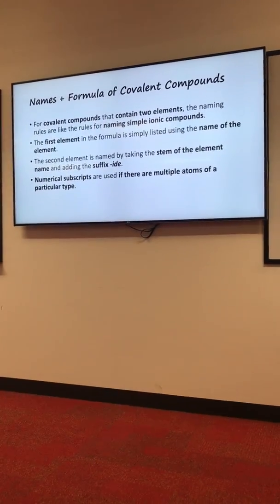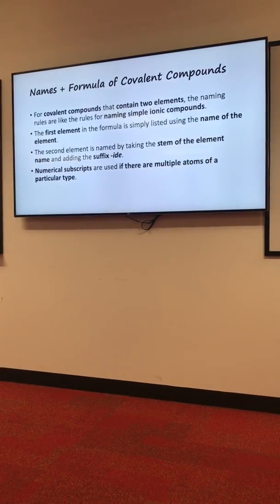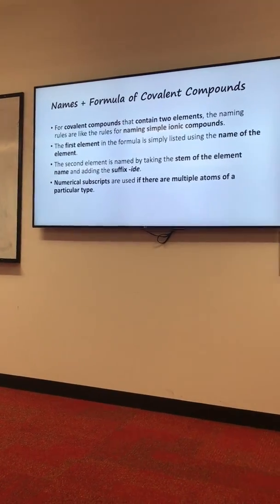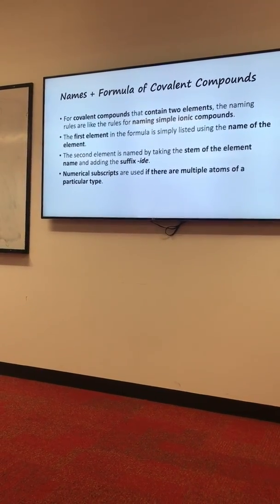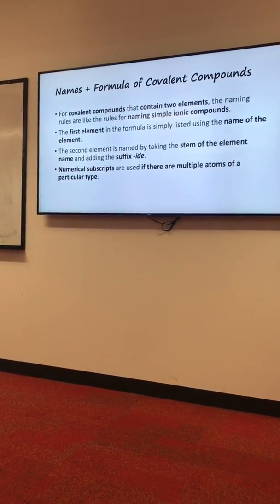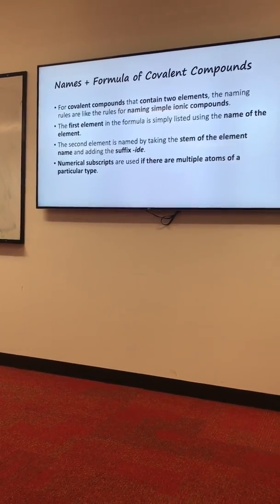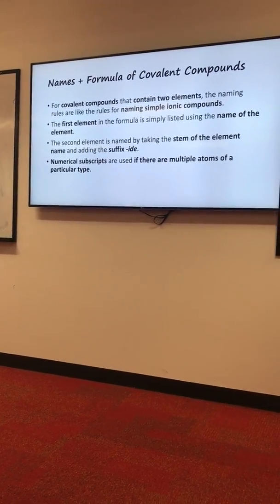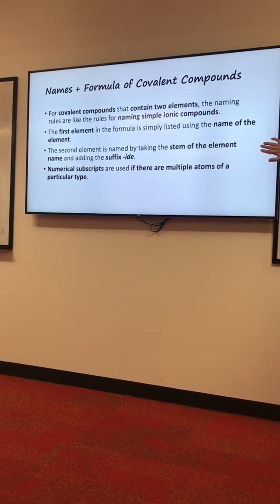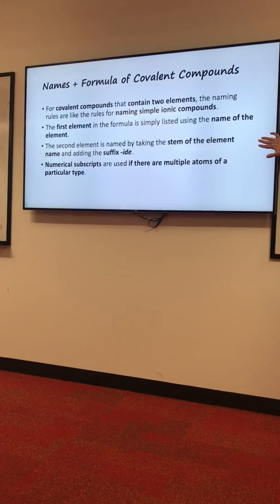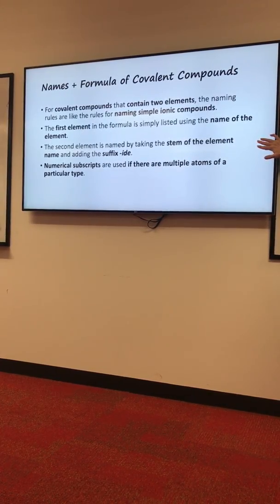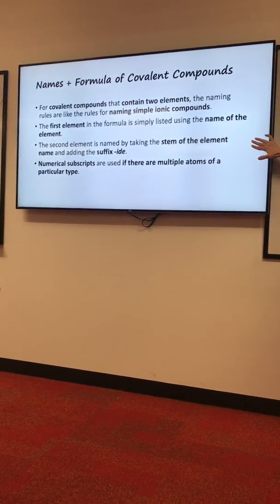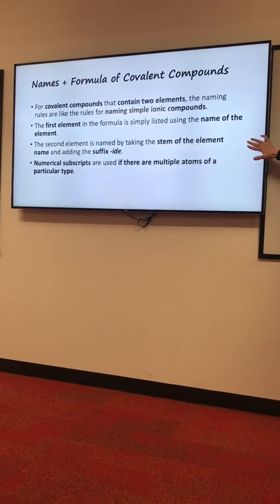We're almost finished. So when we are doing the names and formula of covalent compounds, we use a similar format to our ionic compounds. So we take the name of the first element. So if it was phosphorus, it would be phosphorus. We don't change it. The second element, we use the same format. So we take the name of the element, we take the front half of it, the stem, and we add "ide" to it. So if it was nitrogen, it would be nitride. If it was oxygen, it would be oxide. If it was chlorine, it would be chloride.